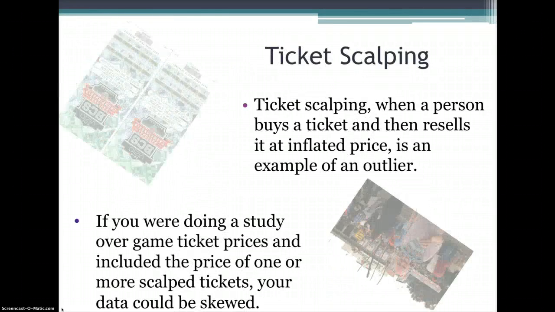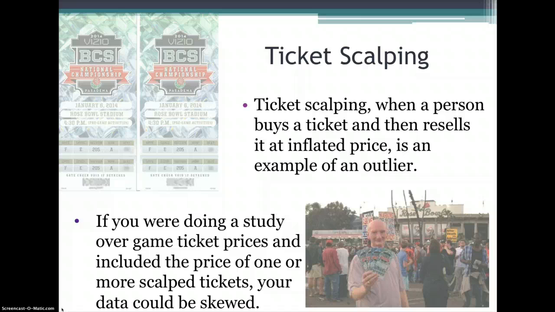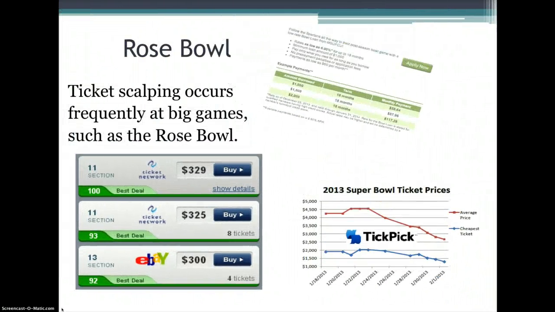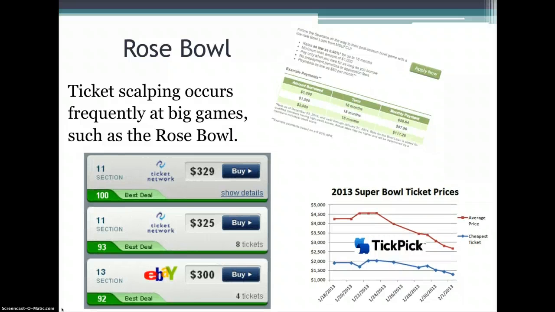Ticket scalping is when a person buys a ticket and then resells it at an inflated price, and that's an example of an outlier. If you were doing a study and your data included ticket prices and some of the ticket prices were scalped tickets, then your data could be skewed. Brian lives near the Rose Bowl, so we included that in the ticket scalping in our example.